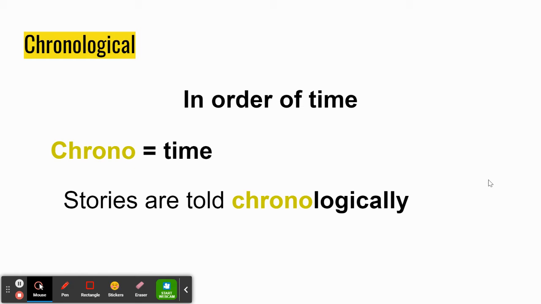The narrative essays that you just wrote, did you write them in the order that the events happened? Yes. Yeah, like first this thing happened, then this thing happened. Those were chronological as well. Okay. So when you're looking for chronological, look for dates. It's an easy way to figure out what text structure is there.